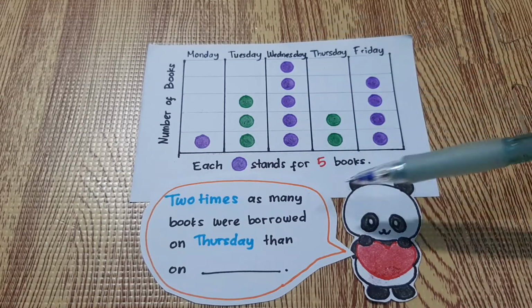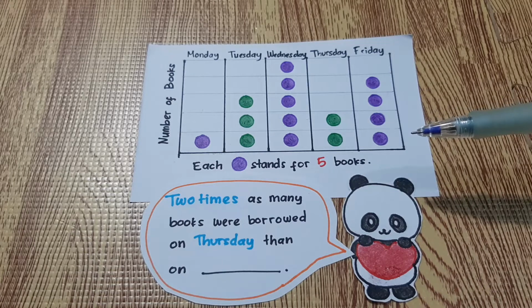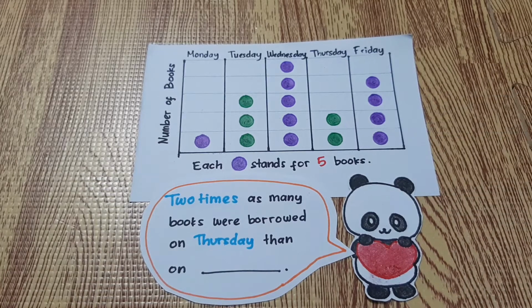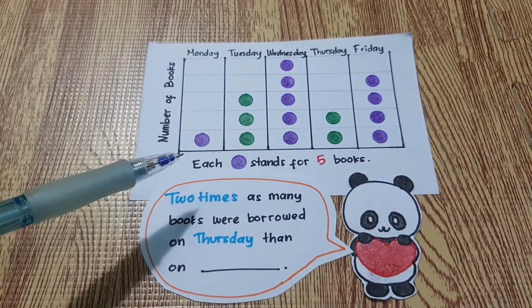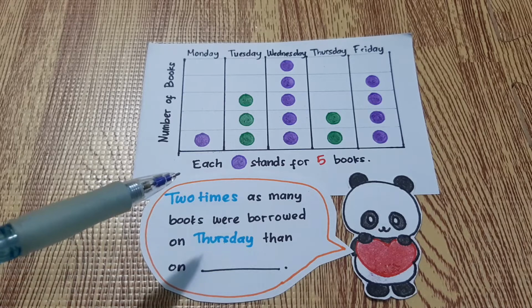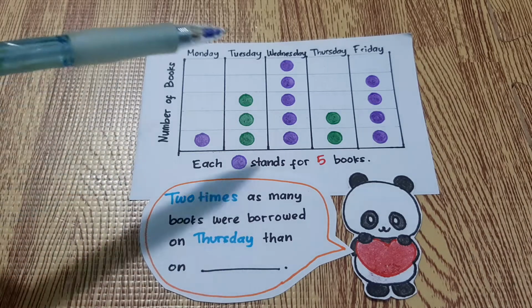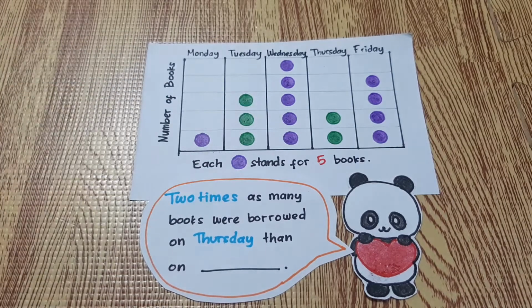Which day on this graph has 1 circle? Yes, it's on Monday. So let's take a look. If you put Monday here, it means 1 circle. 1 times 2 is 2. So is it correct? Thursday has 2? Yes, it's correct. Do you understand?